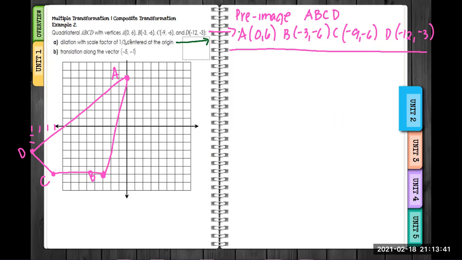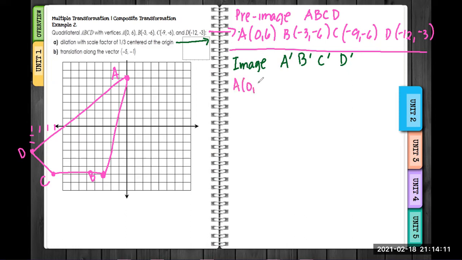Next, again, I'll use green. Dilate with a scale factor of 1/3, center of the origin. Let's see. Okay, so this is an image that creates another figure, which is A prime, B prime, C prime, and D prime. Now, I'm going to change color.